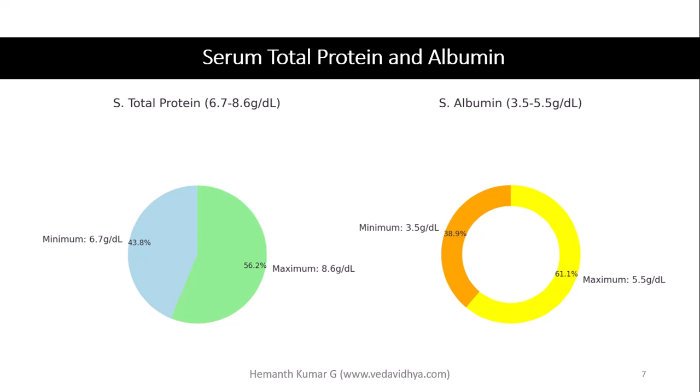In summary, serum total protein and albumin are integral to understanding liver function. They provide insights into the liver's synthetic capability and overall health. Abnormal levels of these proteins require further investigation to pinpoint the underlying cause, be it liver related or otherwise. Understanding these parameters is crucial for a comprehensive evaluation of liver function and guiding appropriate medical interventions.